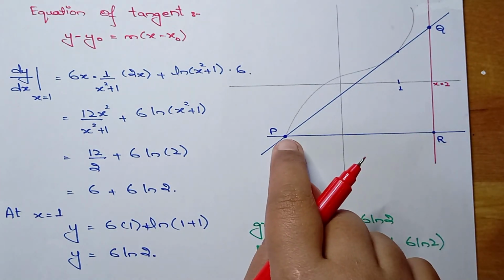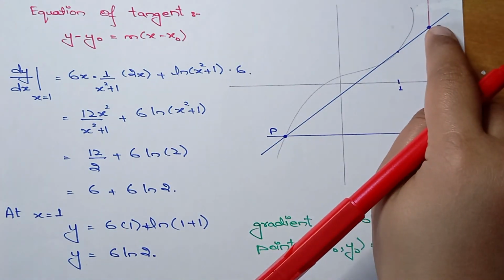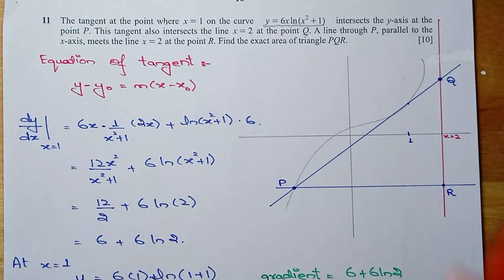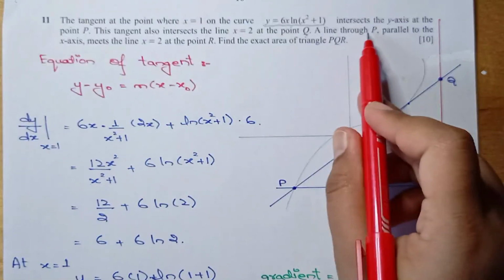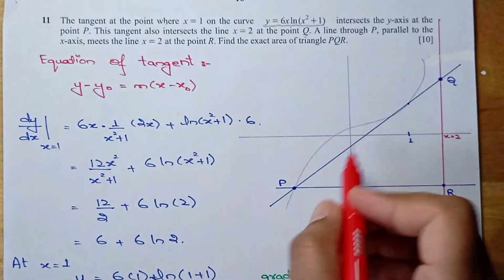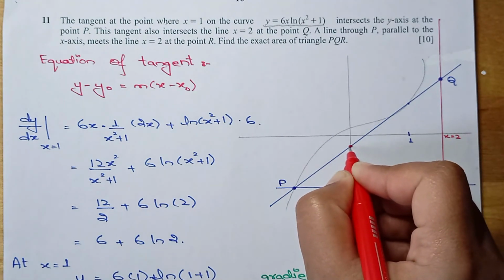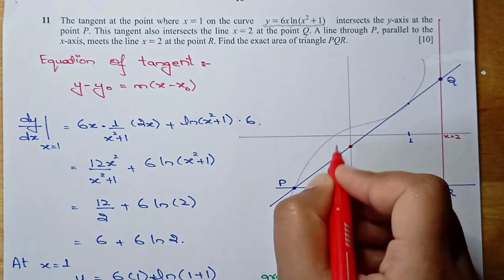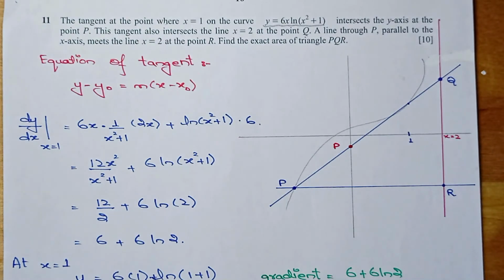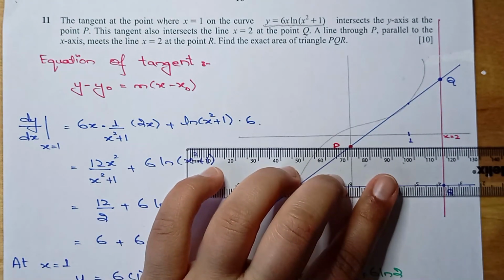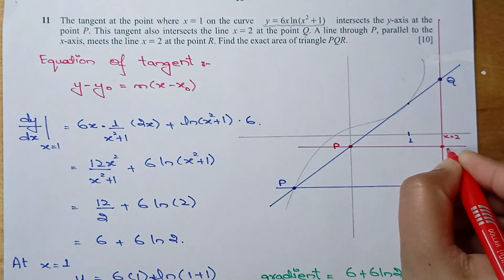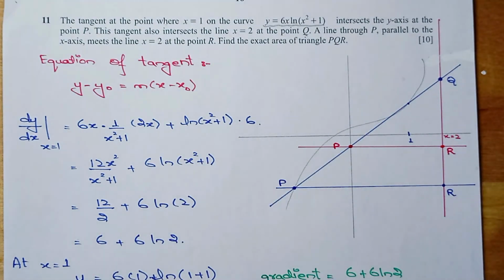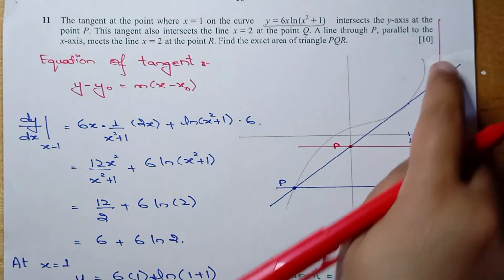We need to find the coordinates for P and the coordinates for Q. Sorry students, I messed up here. They said the tangent at a point where x equals to 1 on the curve intersect the y-axis at point P. It does not intersect the curve, it intersects the y-axis. This is the y-axis. This is a point P, and it's parallel to x-axis. The line meets. This is a point R. So you can ignore the bottom portion. Okay, now we need to find the coordinates for the point P, Q and R.